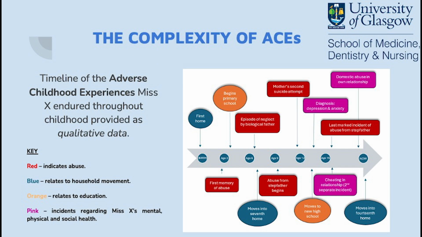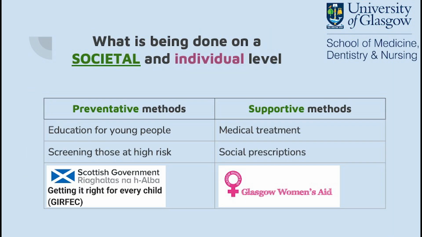So if we focus on Miss X a wee bit more, this is a timeline of some of the adverse childhood experiences that Miss X had throughout their childhoods. Again, to hone in that point, it's very complex. You can see how many different experiences one person's had. So when we're looking at a population, we obviously need to take that into account, and how we treat these ACEs and how we understand the development of the ACEs as well.